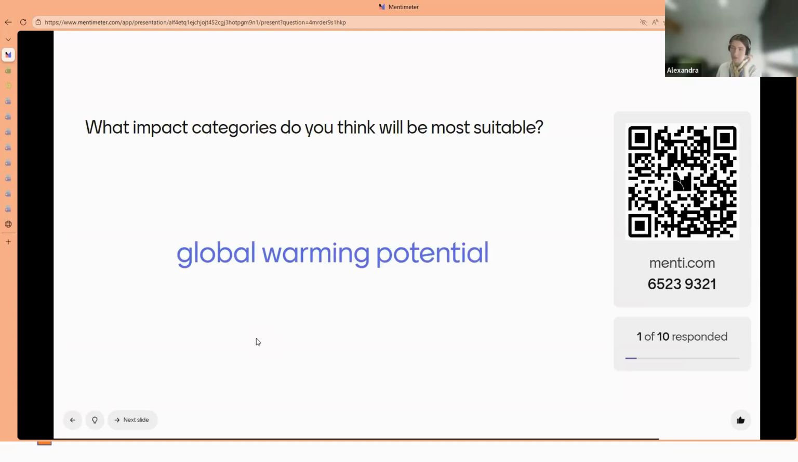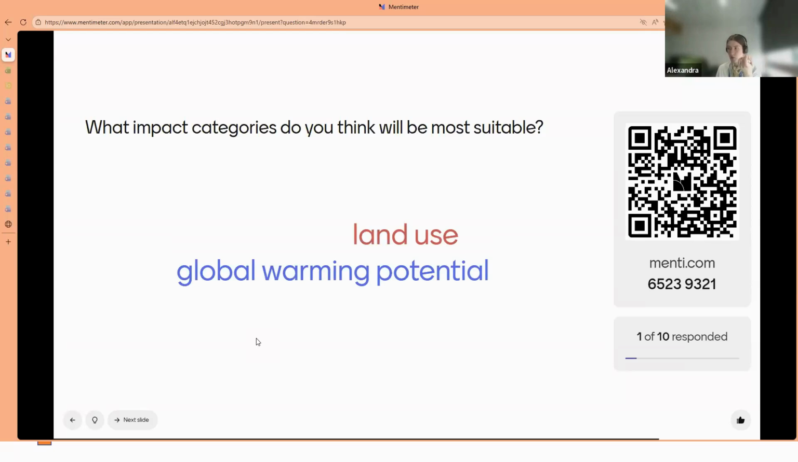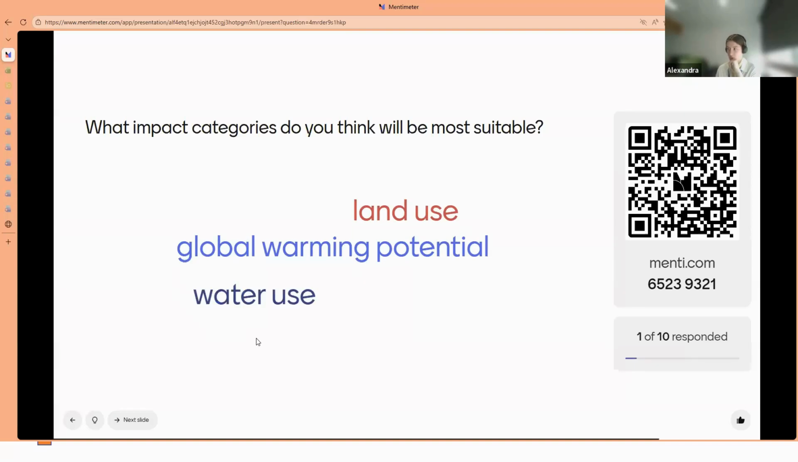Yes, global warming potential. It's always good to give you an overview. But in this process, land use for cultivation or, in this case, the raising of the cattle, and other impact categories, water use, correct? If you cannot use the Mentimeter, please type in the chat or just speak up. You're very welcome to participate.